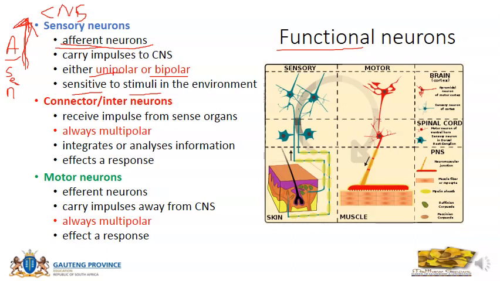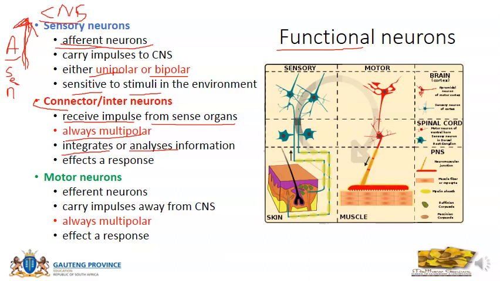Now, the connector neuron comes second in place. When the impulse has reached the central nervous system, the connector neuron is found there in the central nervous system. It then receives the impulse from the sense organs, more precisely from the sensory neuron. It is always multipolar. We'll look at what it means. It will then integrate or analyze the information. I mentioned this before when I explained to you how the nervous system functions.